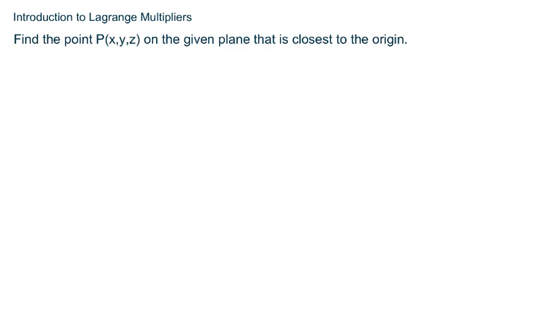This problem we're going to solve similarly to the volume of the box problem, where we can eliminate a variable. We don't always have to use Lagrange multipliers, but we're going to look at solving this optimization problem. Here is the plane, 2x plus y minus z minus 5 equals 0. We want to find a point P on this plane that is closest to the origin. The origin is the point 0, 0, 0.